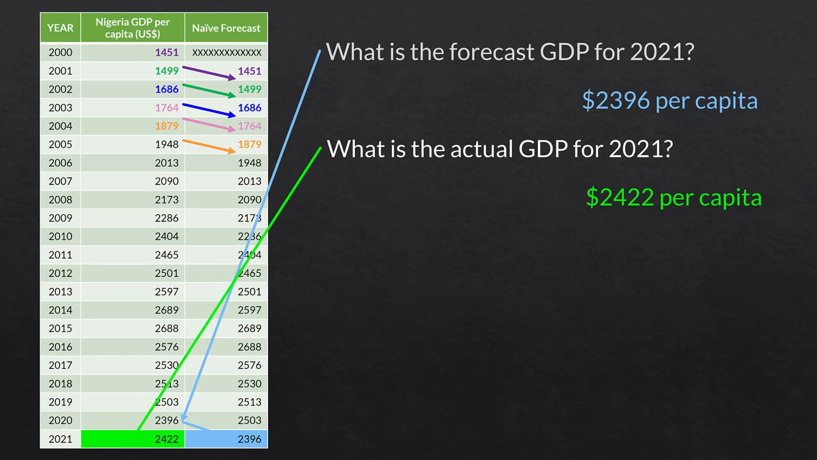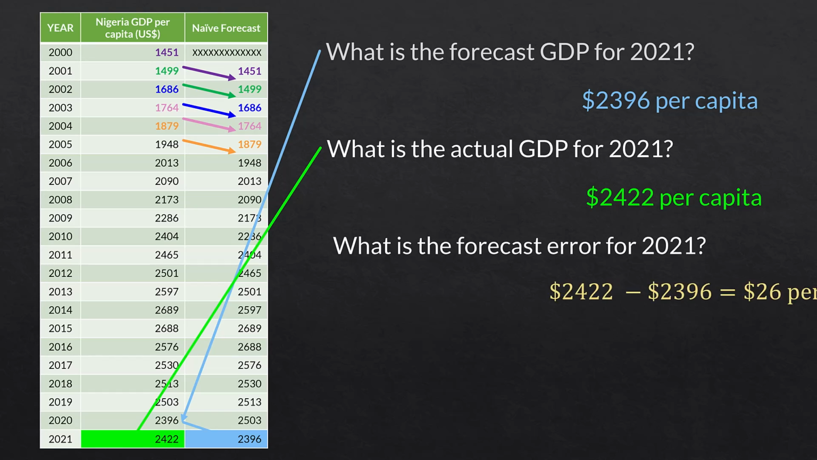What is the actual GDP for 2021? Well, this data did exist. I didn't tell you before. It does exist, and it's $2,422 per capita. So that's our actual value of 2021. What is the forecast error for 2021? Well, it's actual minus forecast. So 2422 minus 2396, and that is $26 per capita. So again, it's positive. So what does that mean? Well, that means our forecast was under because it's actual minus forecast. The forecast was too low, the actual was higher, and therefore the error is positive.